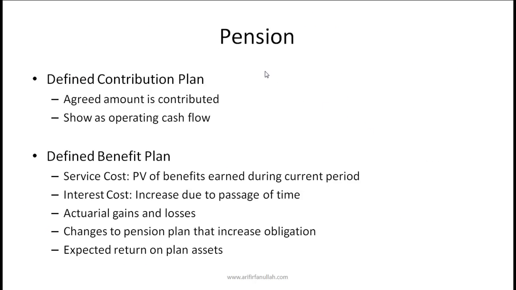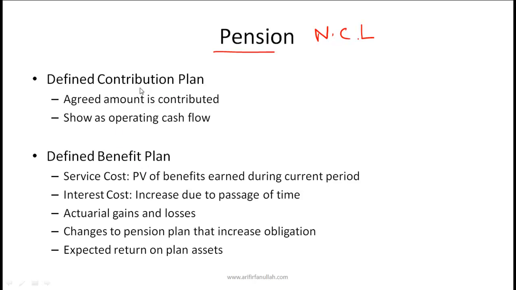Now finally, we are coming towards the end of this long reading. Let's talk a little bit about pension. This is also an example of a non-current liability. Broadly speaking, there are two kinds of pension plans. One is called a defined contribution plan and the other is a defined benefit plan.